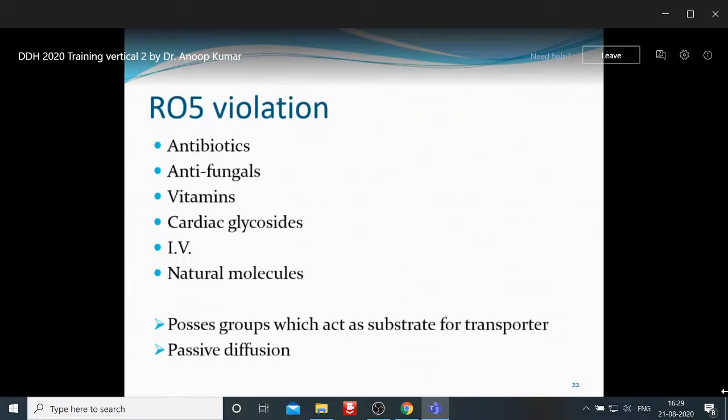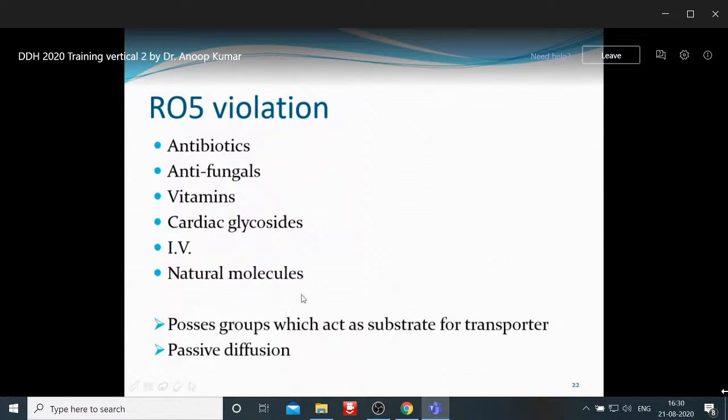So, as I told, rule of 5 or Lipinski rule violations are seen in antibiotics. If you submit the structures of antibiotics for the prediction of Lipinski rule of 5, you will find that the molecular weight is big, the number of hydrogen acceptors is more, the number of hydrogen donors is more, so it is not following the Lipinski rule of 5. Antifungal molecules, vitamins, cardiac glycosides, and the molecules which you are giving through an IV route, the Lipinski rule of 5 will not work. The reason is that there is no absorption phase. If you are giving a molecule directly to the systemic circulation through injection, obviously the absorption phase is not there. So Lipinski rule of 5 will not work. Lipinski rule of 5 is just telling you whether your molecule is going to absorb or not.